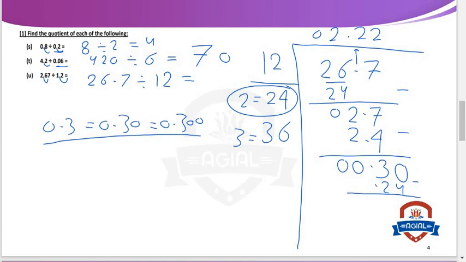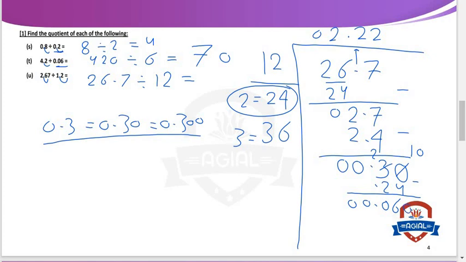0 minus 4 can't be. 0 becomes 10, and the 1 from 3 becomes 2. 10 minus 4 equals what? Super, 6. 2 minus 2 is 0. Okay, can 6 be divided by 12? No. What can we put? Excellent. We can put 0. So it equals 60.